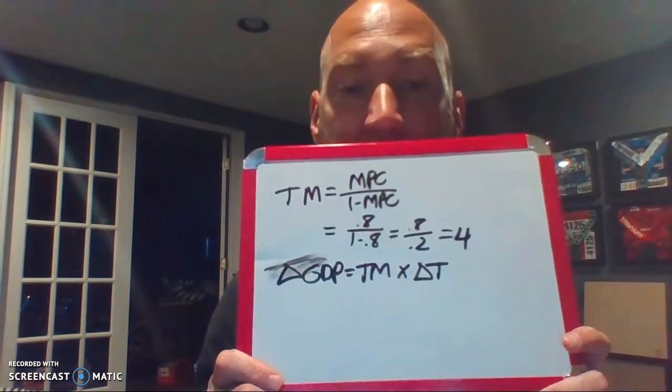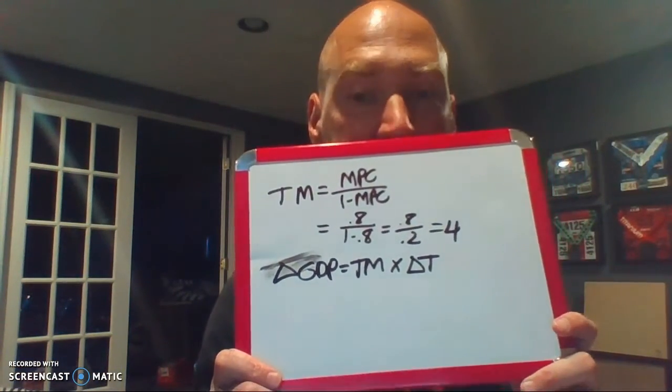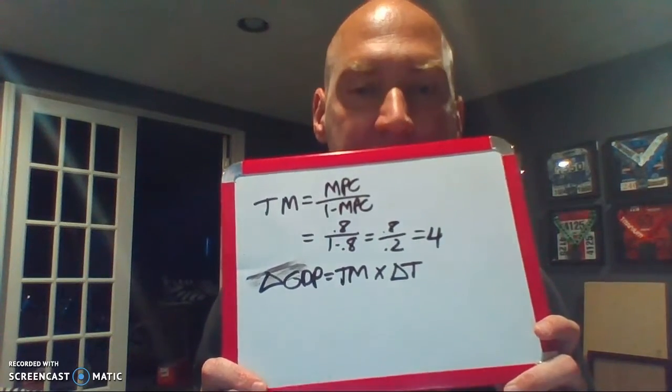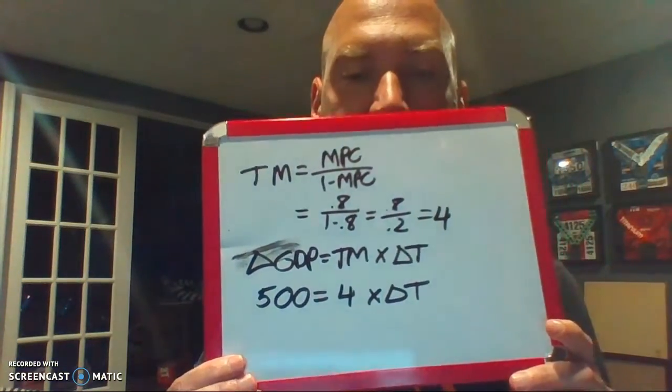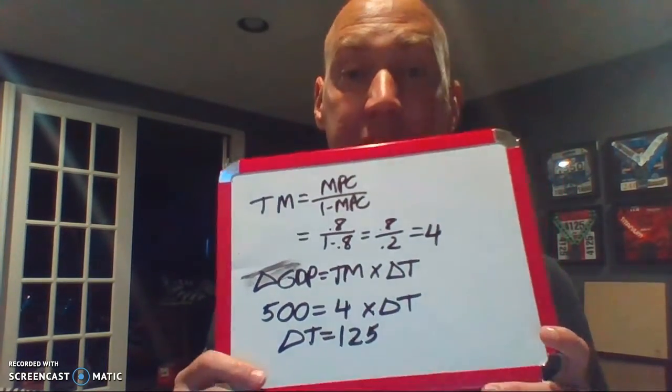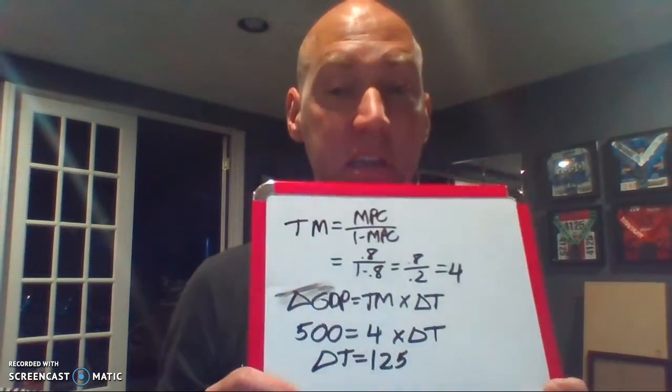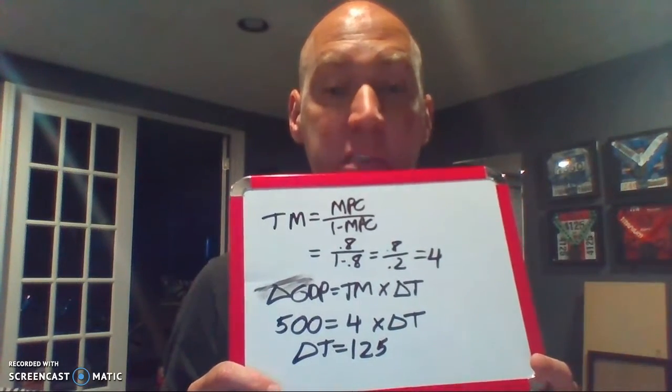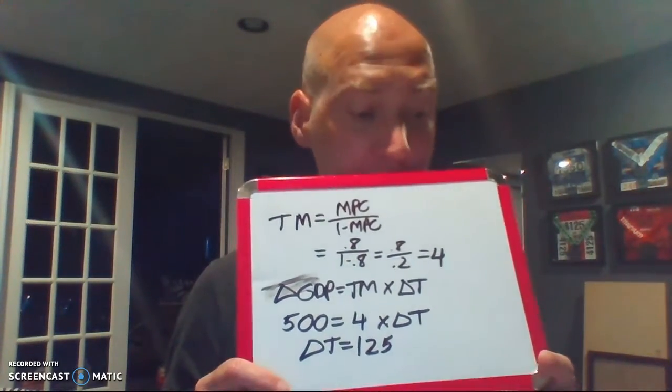So same basic idea, except we're using taxes and the tax multiplier instead of the spending multiplier and the change in government spending. We know we need the GDP to go up by 500. We know the tax multiplier is 4. So it looks like that. And when you do the math, the change in taxes, 500 divided by 4, has to be 125. So there you go. The change in taxes, or the tax cut, has to be bigger than the change in government spending in order to achieve the same result. That's for answer part C.